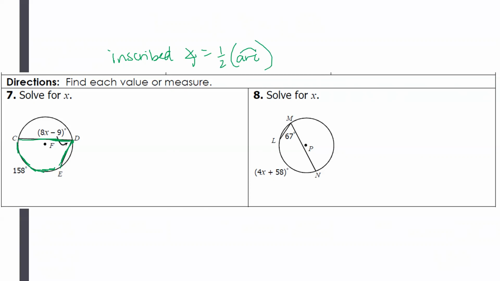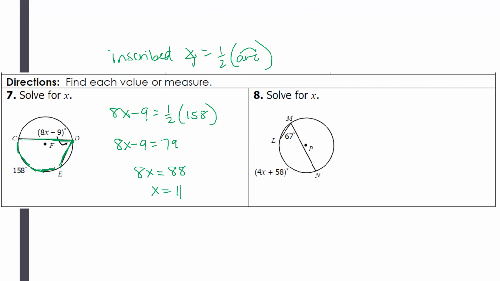Okay, so in this case, the angle is 8x minus 9. That's going to be half of the arc inside of it. The arc inside of it is 158. So I can say half of 158 is 79. And now we just need to solve for X using our algebra skills. Add 9 to both sides. Divide both sides by 8. X equals 11.